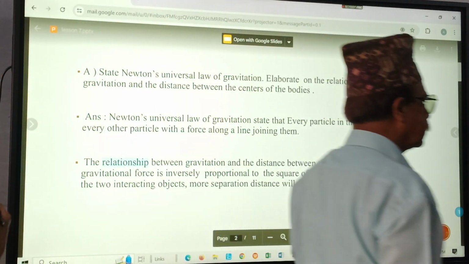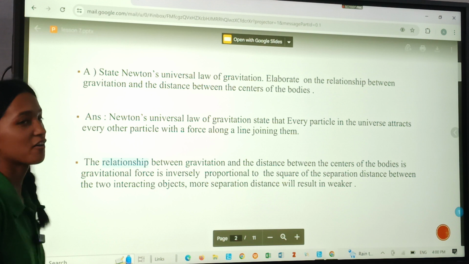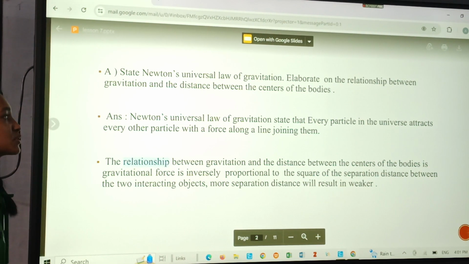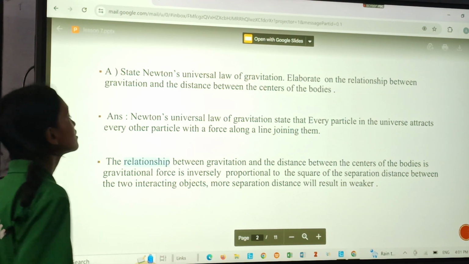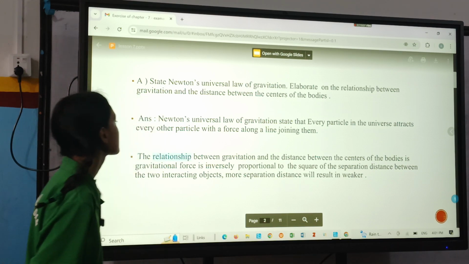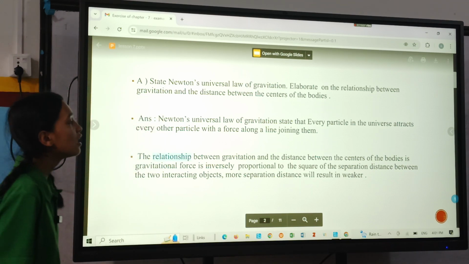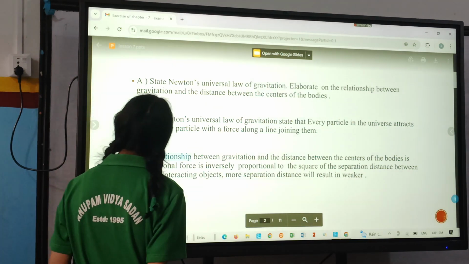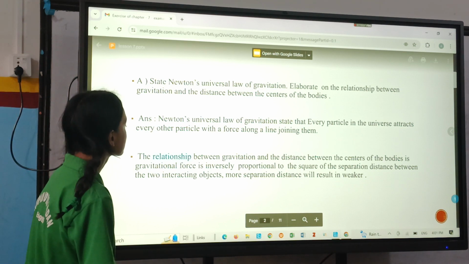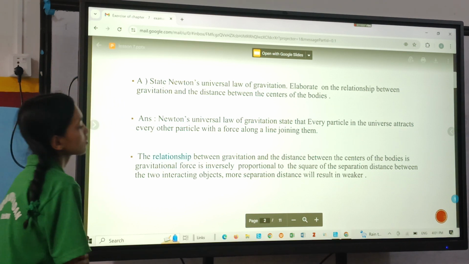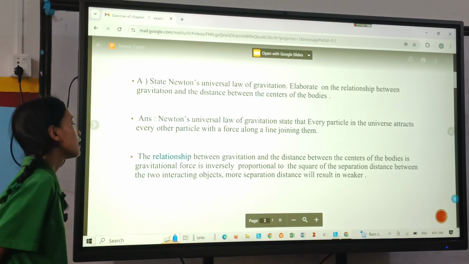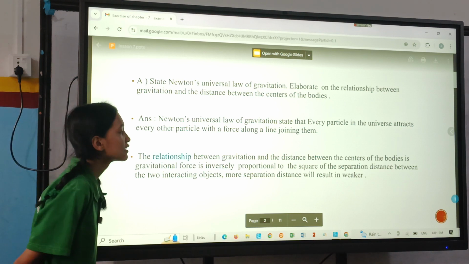I think these are long questions, right? State Newton's universal law of gravitation. Elaborate on the relationship between gravitation and the distance between the centers of the bodies. Newton's universal law of gravitation states that every particle in the universe attracts every other particle with a force along a line joining them. Gravitational force is inversely proportional to the square of the separation distance between the two interacting objects. More separation distance will result in a smaller force.